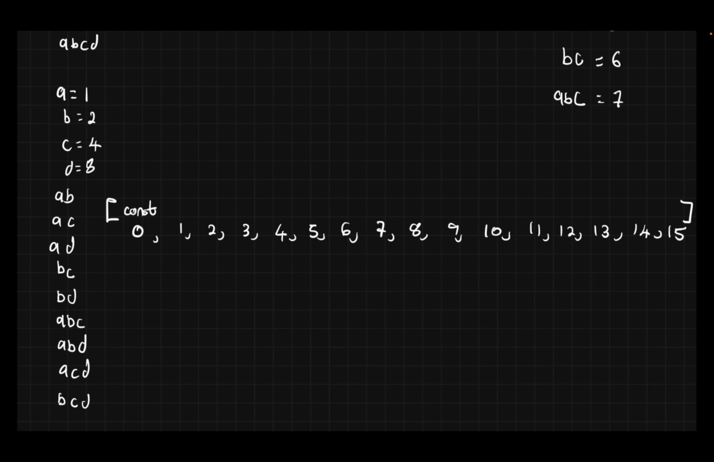So 0 is what? Constant, right? What is 1? A. What is 2? B. What is 3? AB. So 3 now is going to be 1 plus 2. For any value, there's only one combination that can sum up to that value. So for 3 it is AB, right? What is 4? What is 5? It's 1 plus 4, right? What is 6? What is 7? What's 8? 8 is D. It was already a given.